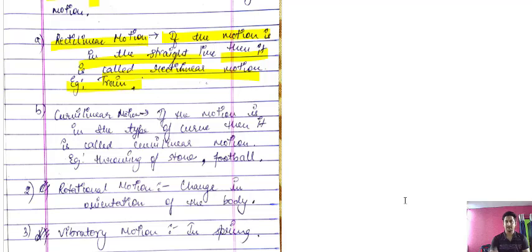So rectilinear motion, if the motion is in a straight line, is called rectilinear motion. For example, a train is moving. Now curvilinear motion: when the motion of any object is in the form of a curve, it is called curvilinear motion. For example, throwing a stone forms a curve, so that is curvilinear motion. As with a football, if you hit a football, it also goes like this, so that is curvilinear motion.